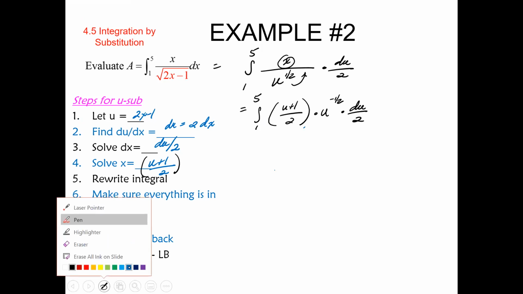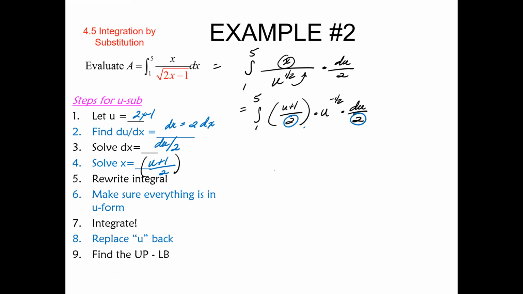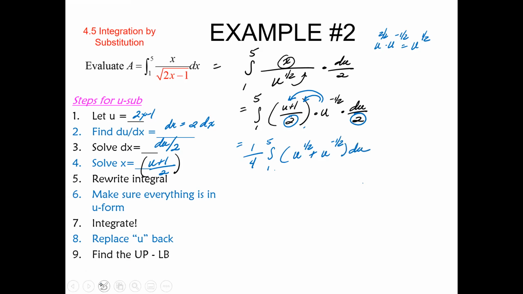Then I'm going to go ahead and distribute this. So I can take the 2 here, the 1 over 2 and the 1 over 2 out. So I have a 1 over 4. Distribute the u to the negative 1/2 into the parenthesis. And here I have u times u to the negative 1/2. Remember, this is a 2 over 2, so it's really u to the positive 1/2. And after you guys practice this for a while, you'll be able to do this just in your head rather than on the side. Plus u to the negative 1/2 du. So now that looks a lot better.